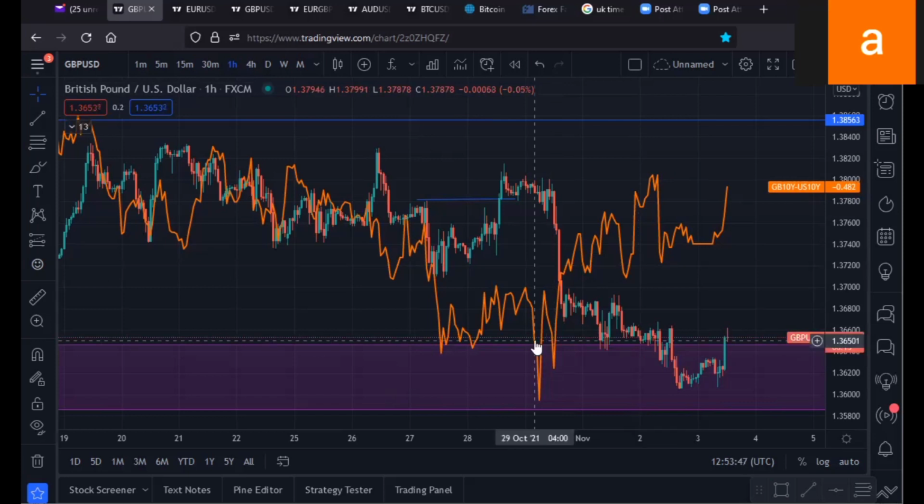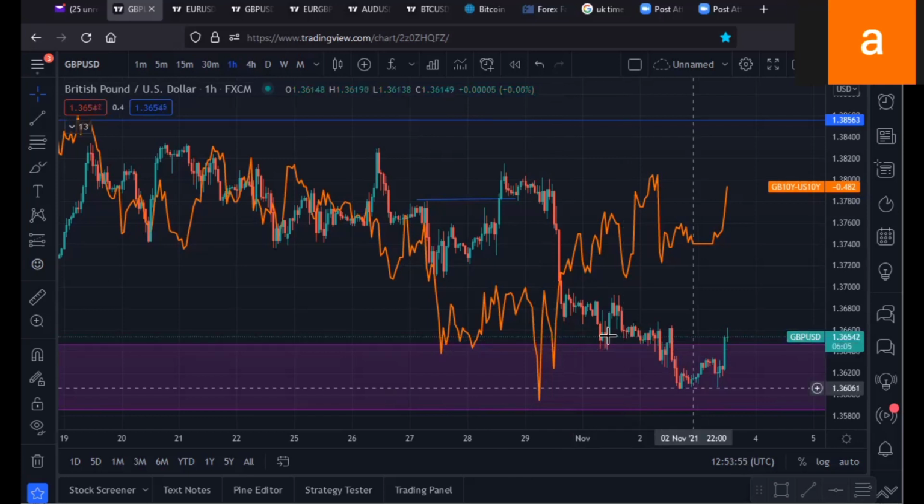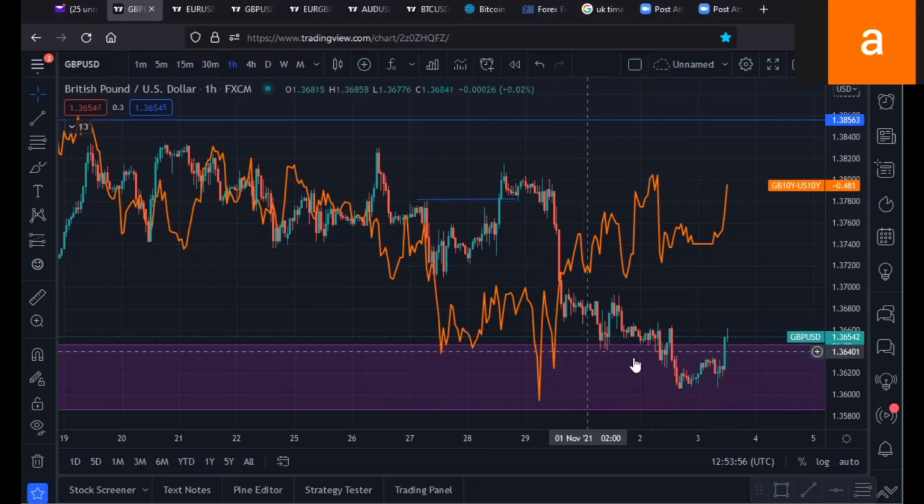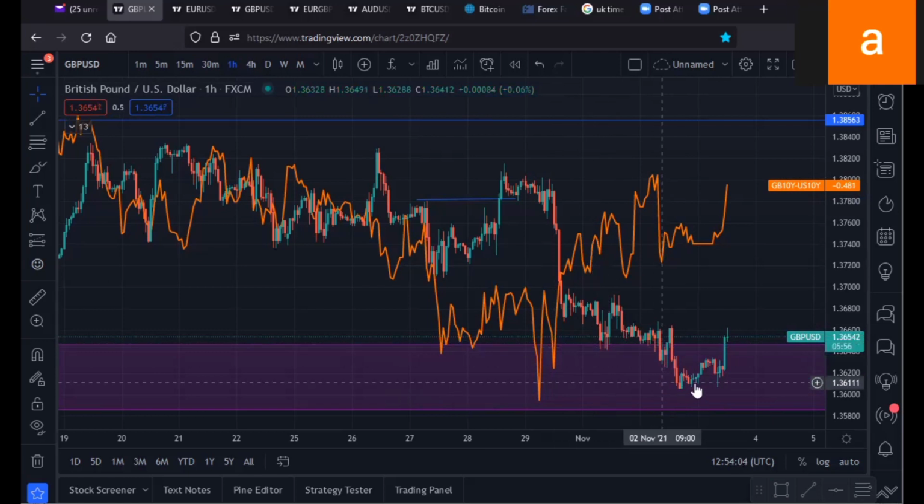When the commercials are going long, it doesn't mean that the price will actually react to it immediately. So it takes a bit of time, and the market maker will use that process to load some orders, and that is what you are seeing here. They're loading some orders here, they're loading some orders here, and they loaded some orders here.